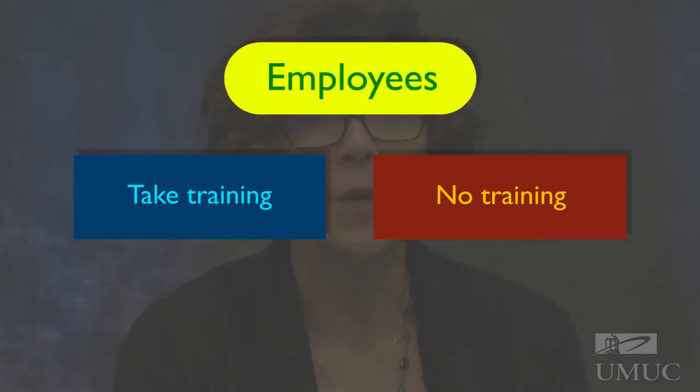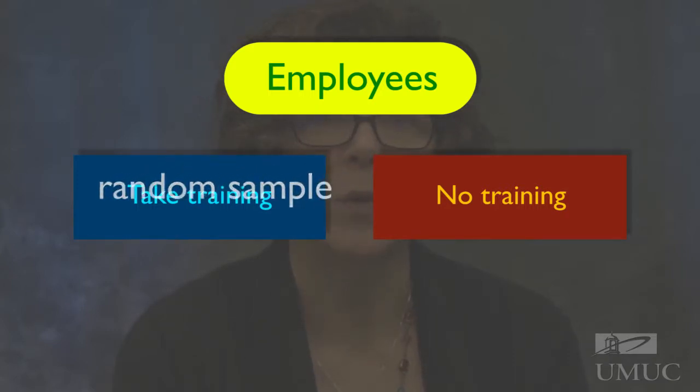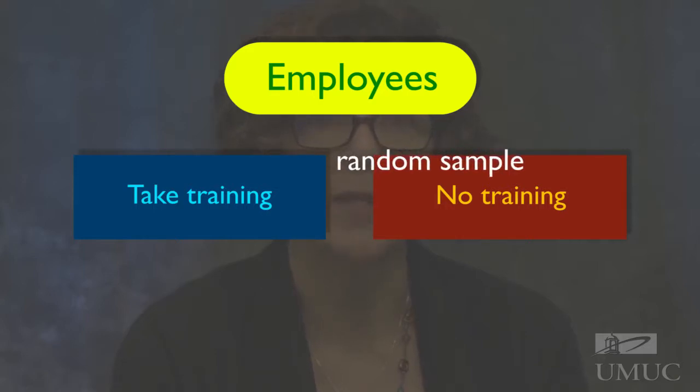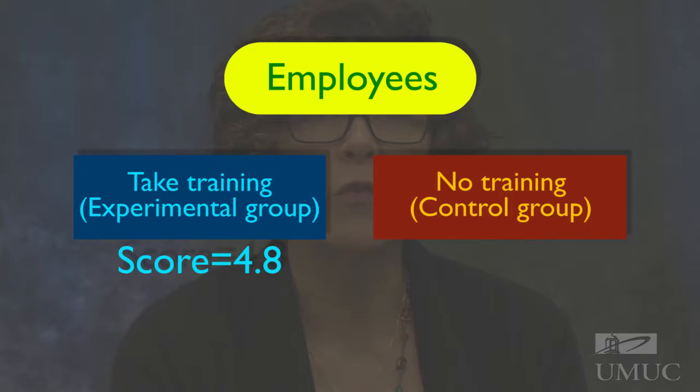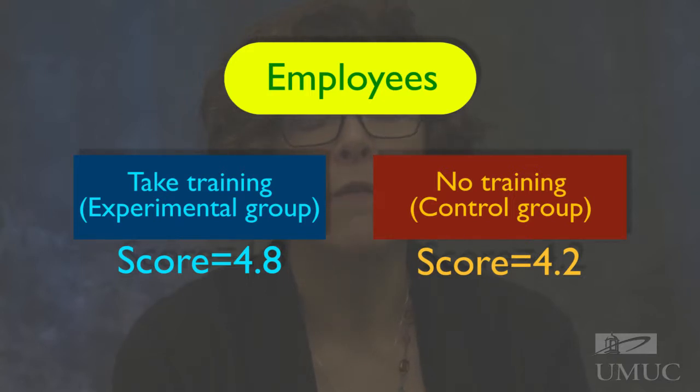We could design an experiment to test our hypothesis by assigning one random sample of employees to take the course and assigning another random sample to a control group that does not take the training. Let's suppose that after the experimental group, that is, the group assigned to the training, has completed it, they receive an overall mean customer satisfaction score of 4.8 out of 5. And the control group receives a mean score of 4.2. On the face of it, these values seem to support our hypothesis. 4.8 is greater than 4.2.